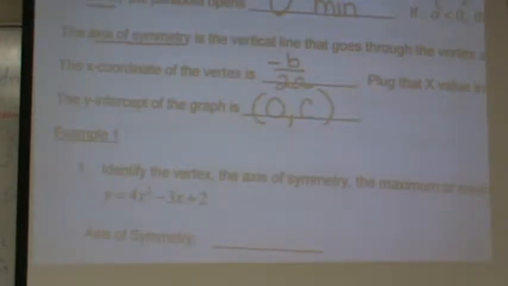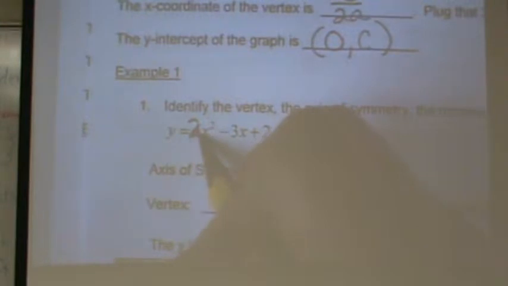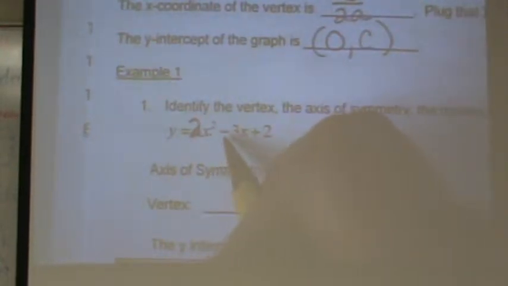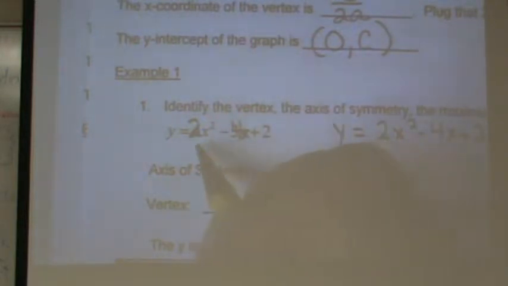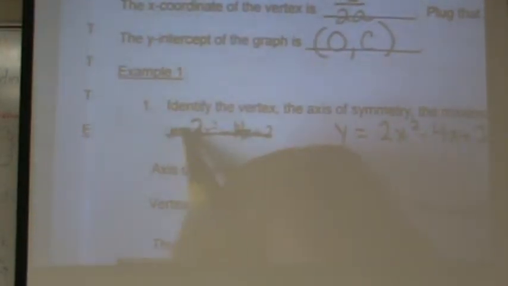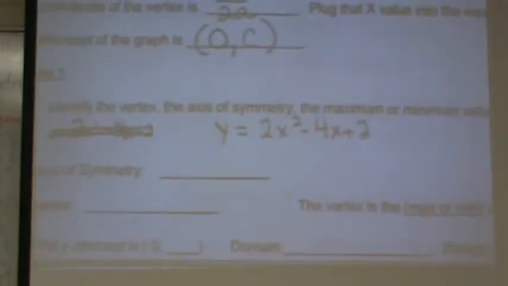Okay? So what I want you to do right now is change problem number 1 to y equals 2x squared minus 4x plus 2. So we're going to do y equals 2x squared minus 4x plus 2. We're not going to do this one. It's a nasty fraction. I don't want to do that one.